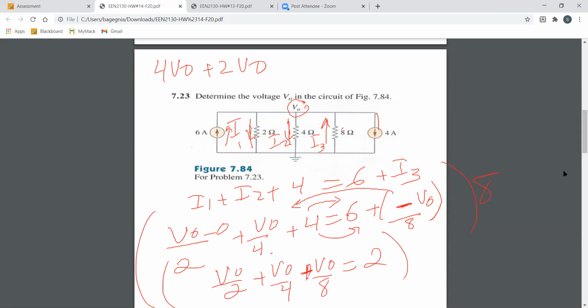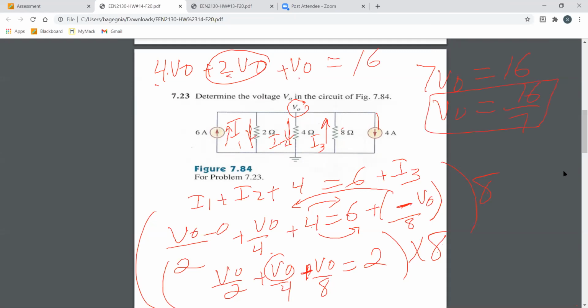So we multiply this by 8. So we get this one. So 8 over 2 is 4. Then 8 over 4 is 2, 2 times V0. And then 8 over 8 is 1. So it's 4 V0 plus 2 V0 plus V0 equal to 16. Now, since we have only one node, that means we have only one unknown, which is V0. So that will be 7 V0 equal to 16. So 4 plus 2 plus 1. So V0 will be 16 over 7.